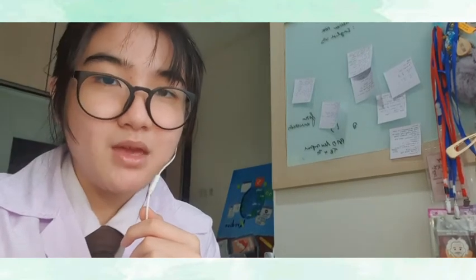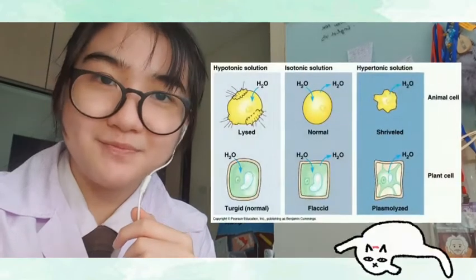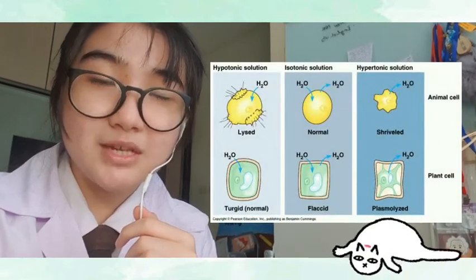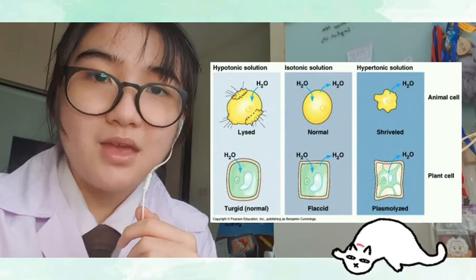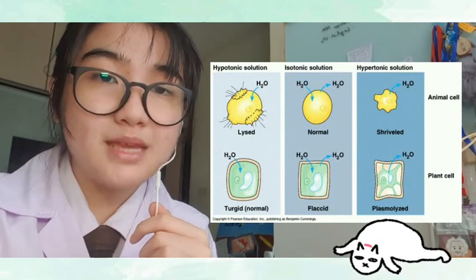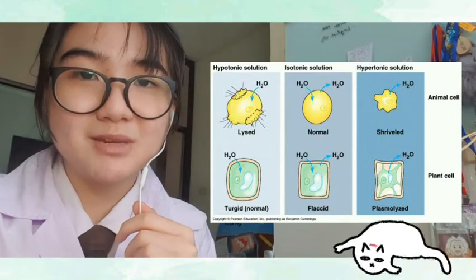Talking about osmosis, we need to learn what's called tonicity. Tonicity is the ability of a solution to make water move in and out of the cell. We can divide tonicity into three terms or three solutions. First, we have hypertonic. Hypertonic is when a solution has a higher solute concentration than the cell. Here, water will move from inside of the cell into the solution.